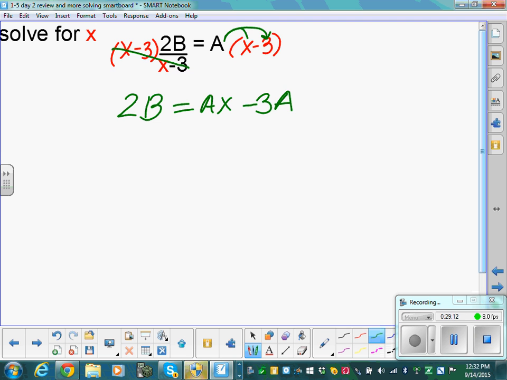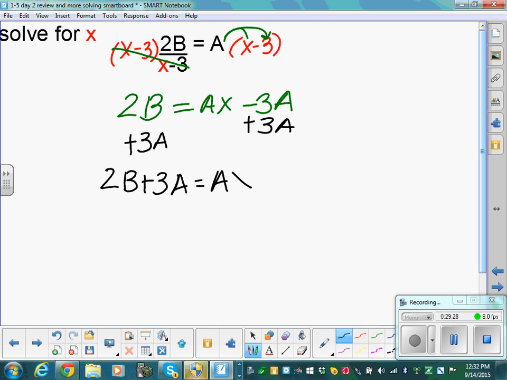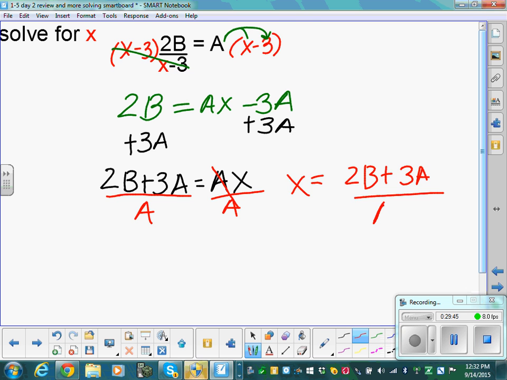And now from here, piece by piece, I can solve for x. I only have one x. I have the ax, and so I'm going to get that alone piece by piece. Add 3a to both sides. You can't combine 2b with 3a, so we still have 2b plus 3a, which is equal to ax. And now we're trying to get x alone, so we'll divide both sides by a. Okay, those divide out, so we get x is equal to 2b plus 3a over a.